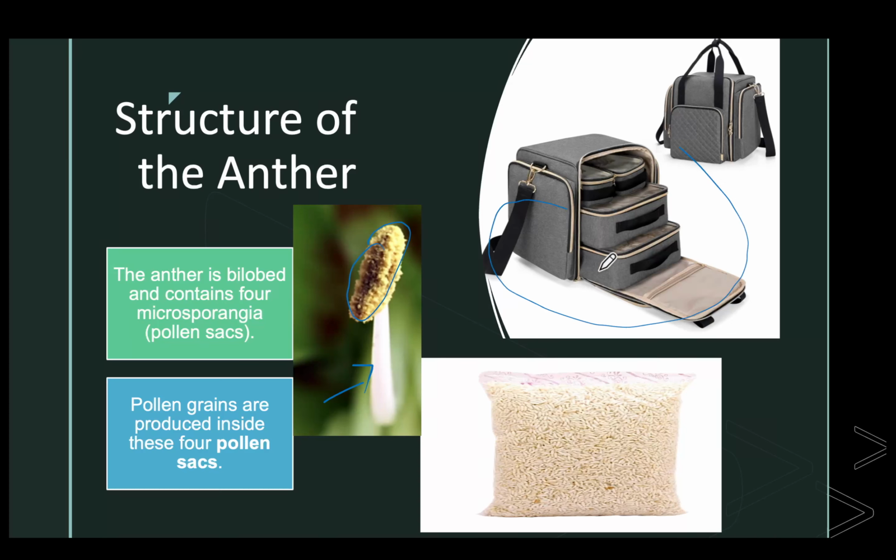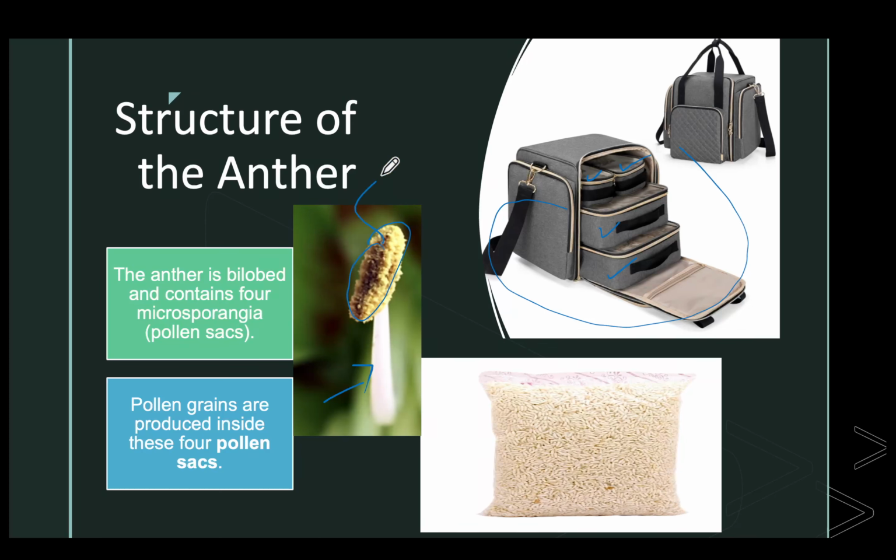Now consider this anther like this bag. Why? Now we can observe 4 chambers in this bag. Chamber 1, chamber 2, chamber 3, chamber 4. So we can say 4 empty chambers are present in this bag. Similarly, in the anther, there are 4 chambers and we call these chambers pollen sacs or microsporangia.